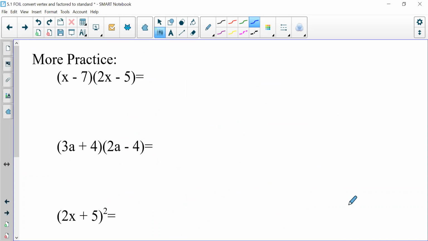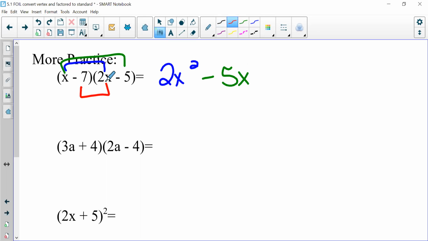What about this first one? What are we going to get here? You're going to multiply x times 2x. So what do you get there? x times 2x is 2x squared, very good. And then it's going to be x times negative 5, which is negative 5x. Very good. And then you have to do the outside, negative 7 times 2x, which would be negative 14x. Awesome.